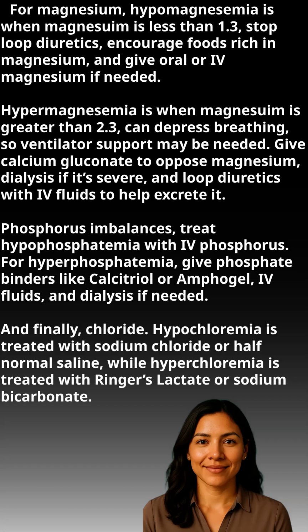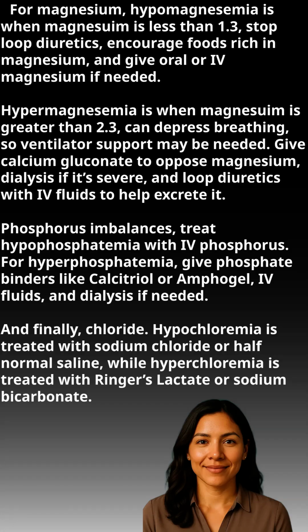For magnesium imbalances, hypomagnesemia occurs when levels fall below 1.3. Treatment includes discontinuing loop diuretics, encouraging magnesium-rich foods, and administering oral or IV magnesium supplementation as needed. Hypermagnesemia, when magnesium rises above 2.3, can cause respiratory depression, potentially requiring ventilator support. Treatment includes administering calcium gluconate to counteract magnesium's effects, implementing dialysis in severe cases, and using loop diuretics with IV fluids to promote excretion.